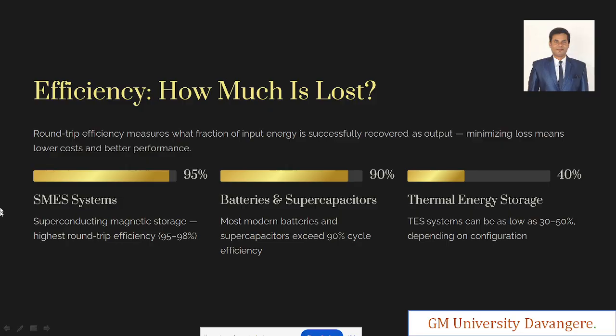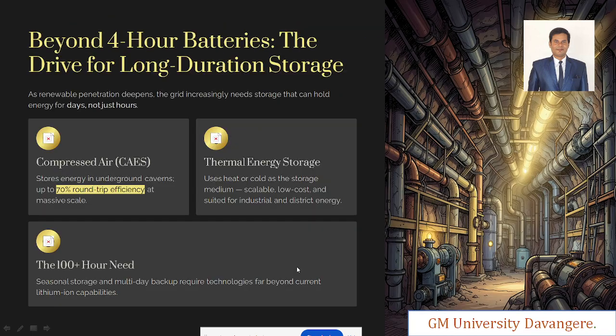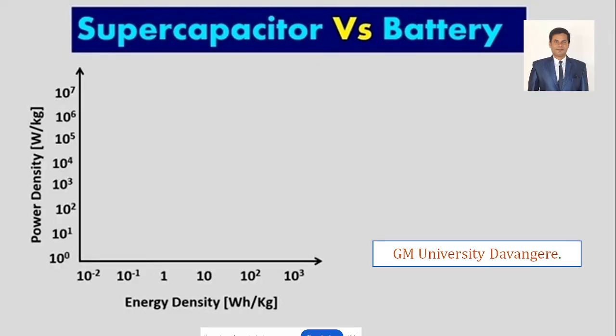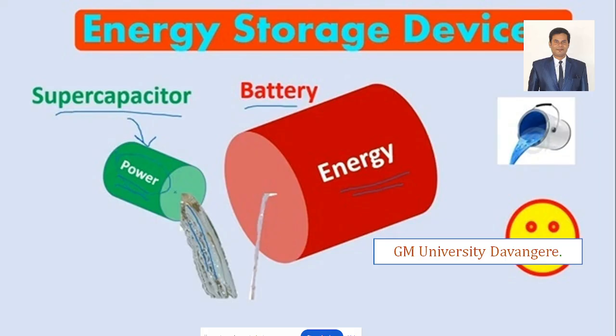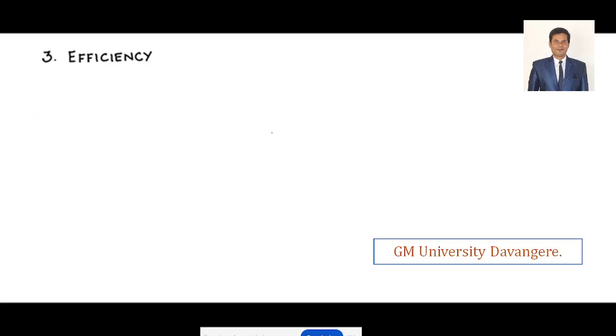So that's why we are getting 5% less over here for the SMES, and we have 10% less in the super capacitors and batteries, right? We have 60% less in the TES, that is thermal energy storage. All right, so we'll see how this efficiency matters in the power density as well as energy densities. So efficiency is nothing but the output to the input.